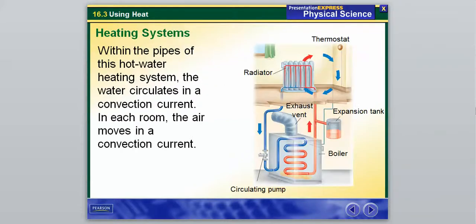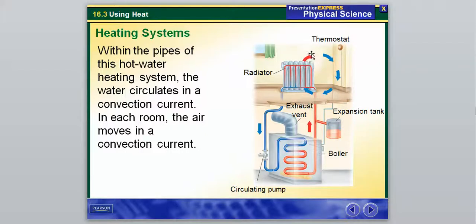Here's an example of a picture of how that might work. Within the pipes of this hot water heating system, the water circulates in a convection current. In each room, the air also moves in a convection current. Right here is our first step, the boiler. In the boiler, it heats the water, and the water moves up the pipes because it's hot, and then it moves into the radiator, into all these pipes. Again, it's transferring its thermal energy out through conduction and radiation.